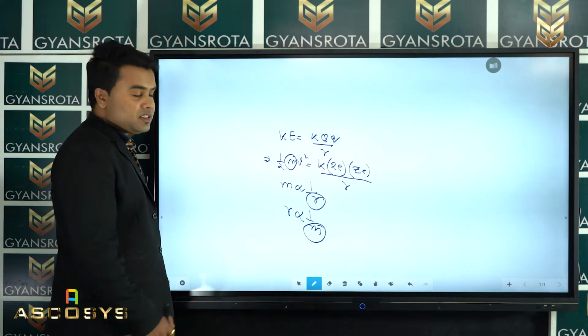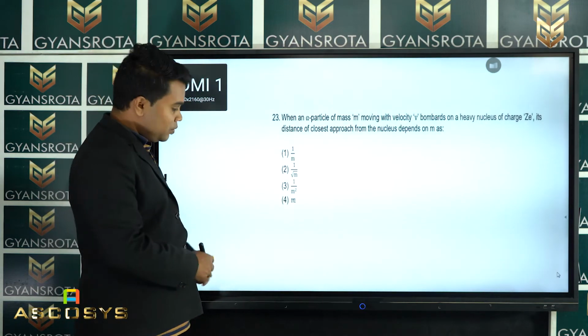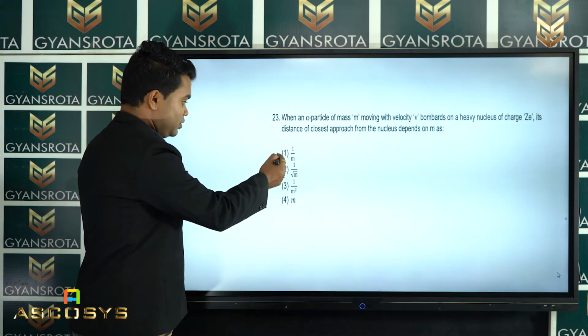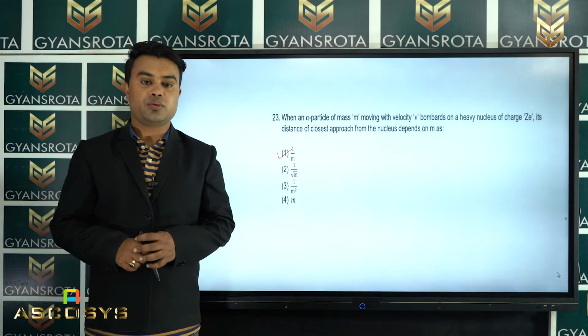So, option number 1 is the correct answer. If you look at the options, you will find that number 1 is written as 1 by m, so inversely proportional to mass m. This is your right answer. Now, let us move to the next question, that is 24.